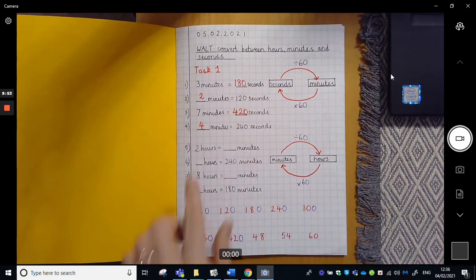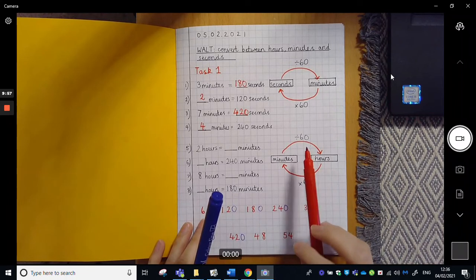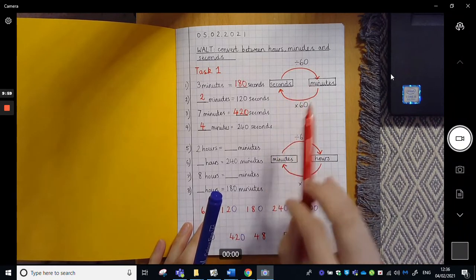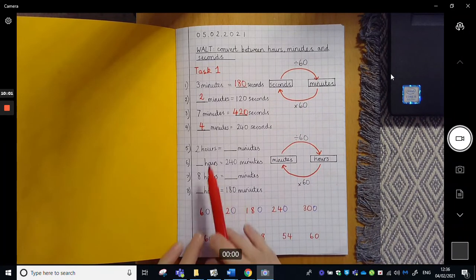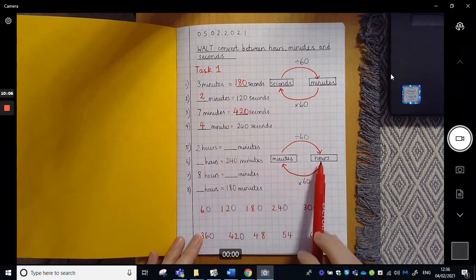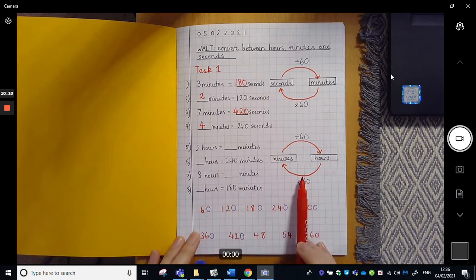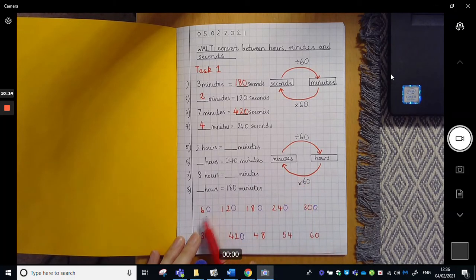Okay, so we're going to look at minutes and hours now. And again, it's exactly the same because there are 60 minutes in 1 hour. So I'm still using the same thing to help me. So I've got 2 hours is how many minutes? So remember, if I'm going from hours to minutes, I need to multiply. So 2 times 60, in your head, 2 times 60 is 120. Good.